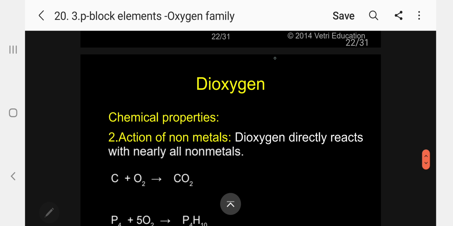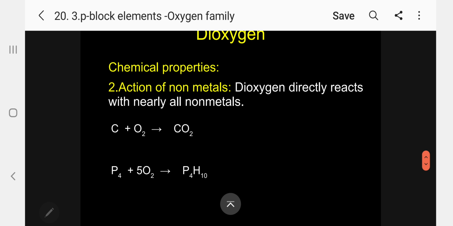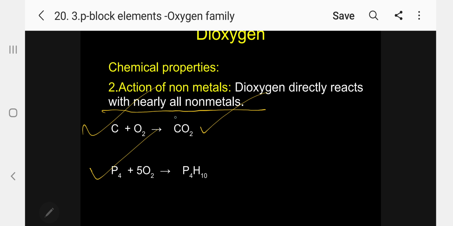Then, action of non-metals. Dioxygen directly reacts with nearly all non-metals. Carbon reacts with oxygen to give carbon dioxide. Phosphorus reacts with oxygen to give phosphorus pentoxide, the dimer is P4O10.